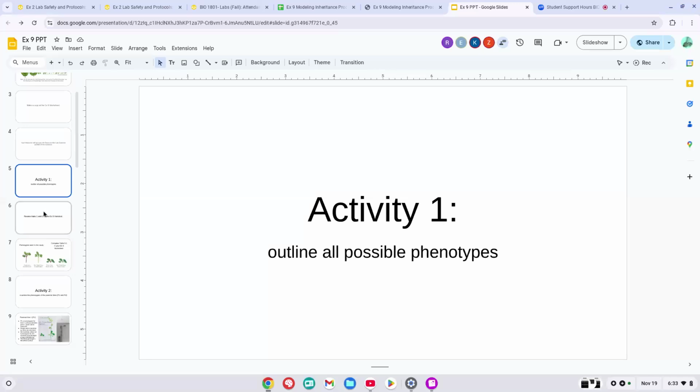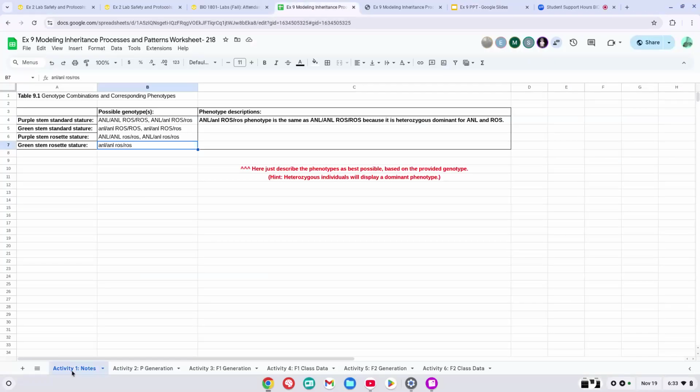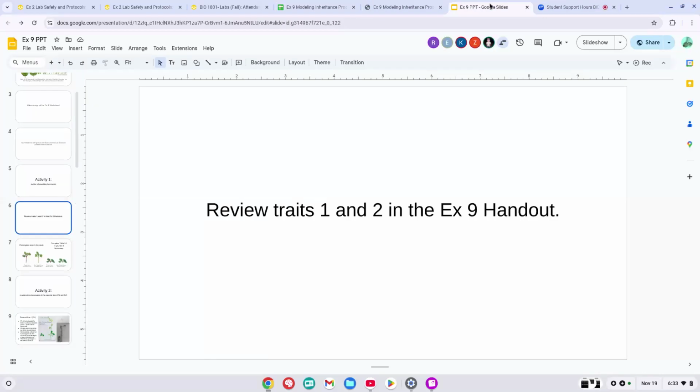Wait, so where's table 9.1 again? Table 9.1 is at activity 1 notes. So table 9.1, genotype combinations and corresponding phenotypes. That's the exercise 9 modeling inheritance. Yeah, there you go. So we'll jump back down. And now it's saying review traits 1 and 2 and the exercise 9 handout. And again, we talked about those traits in the handout, right?